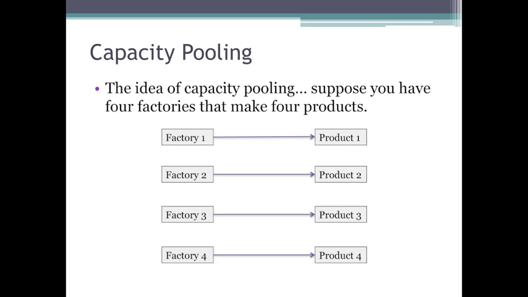So, how capacity pooling works. Suppose we have 4 factories. These 4 factories make 4 products and satisfy demand for 4 products.